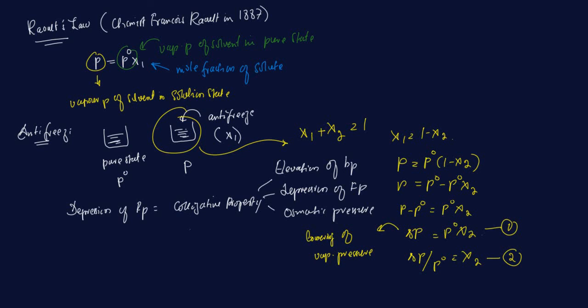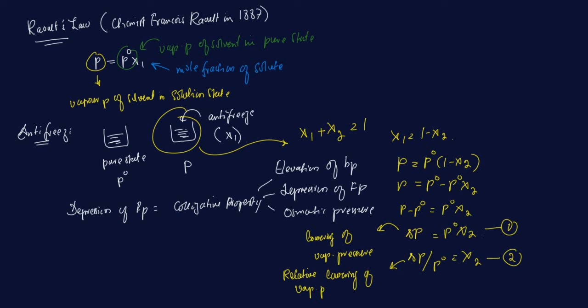As far as equation 2 is concerned, the ratio tells us about the relative lowering of vapor pressure, which is equal to the mole fraction of solute. Again, the solute fraction is telling an important relationship. Its quantity can express whether the lowering of vapor pressure will be greater or lower.